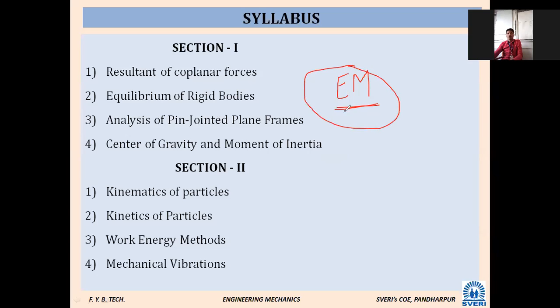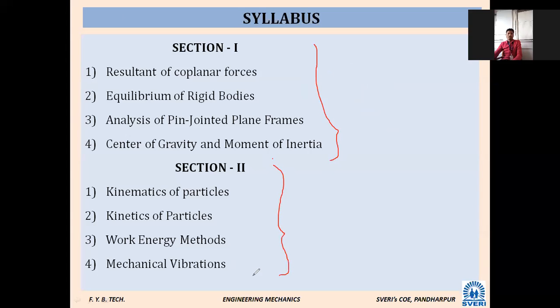For those who have not attended the last lecture due to some network issue, we will take a quick recap. As far as the mechanics subject is concerned, in the last lecture we saw this subject is divided into two types, section 1 and section 2. I have shared the first slide with the contents of each section. In the first section there are 4 chapters, and in the second section again 4 chapters. So in total there are 8 chapters.